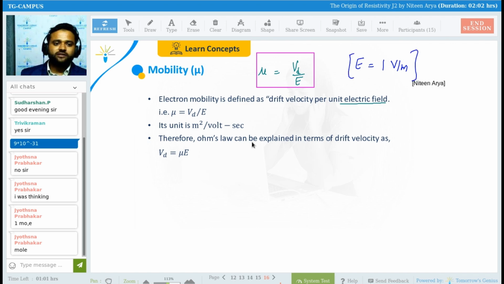So how is it going to be? Because that is dependent on the mass of electron. Okay, it's okay. So that is mobility.